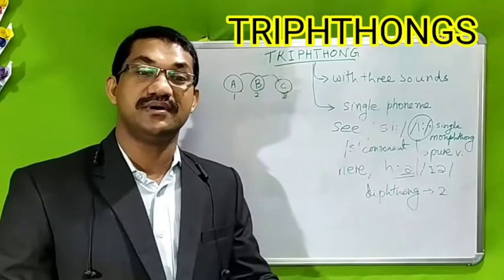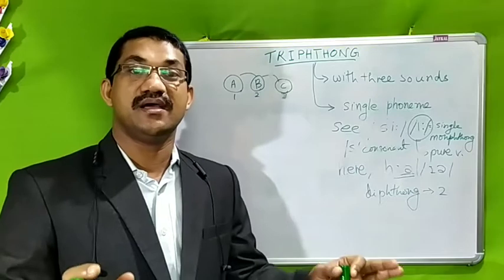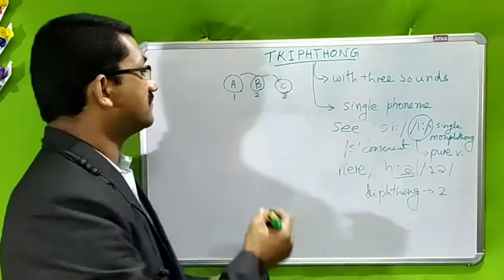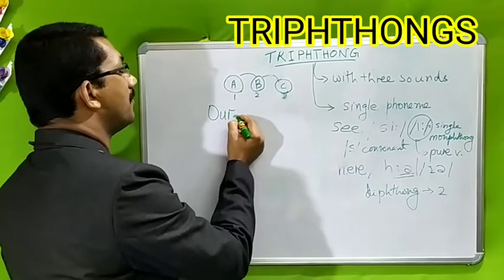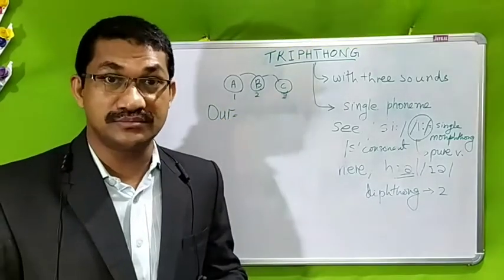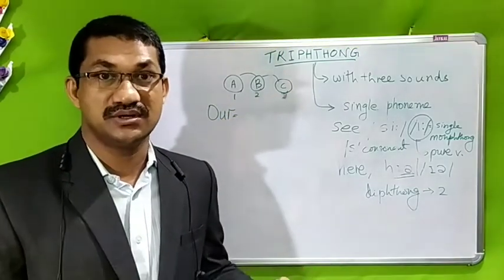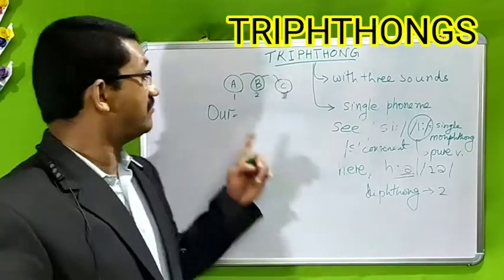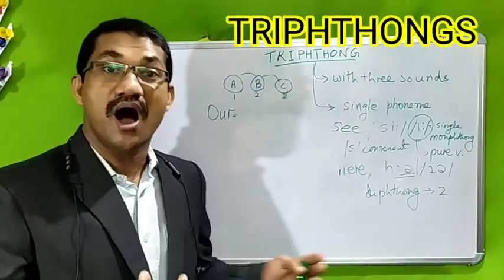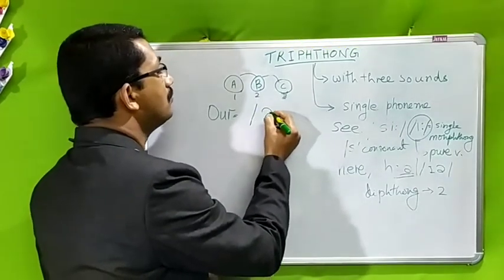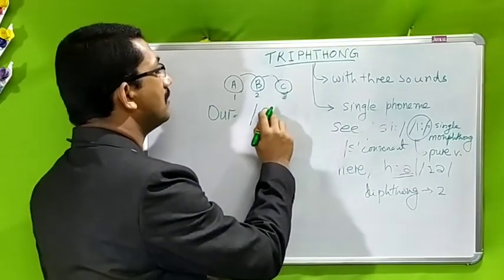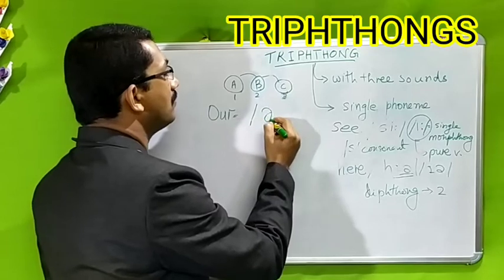For example, let's look at a word which is of course our. We have the word our: our home, our college, our house. We have our. In our, let us transcribe. It is our. Okay, our.